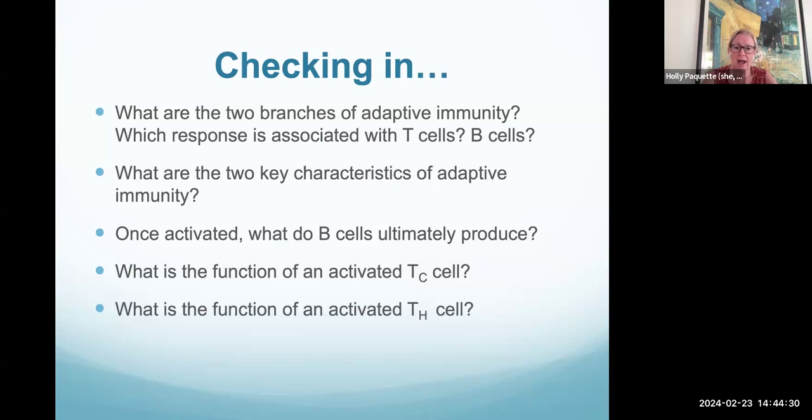What is the function of an activated helper T cell? Helper T cells, their job is to be the general, so to coordinate and activate or mobilize the rest of the innate and adaptive immunity to clear the body of a virus.